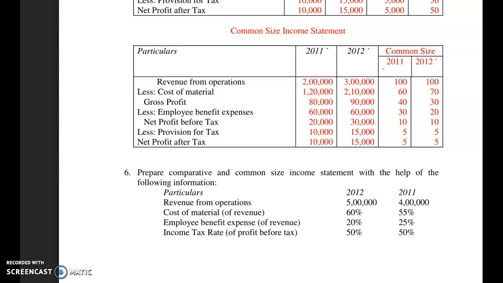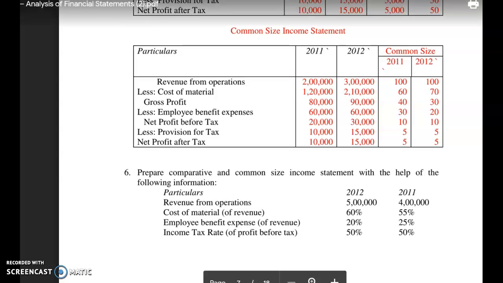Likewise here for gross profit, very simply 100 divided by 2 lakh multiplied by 80,000, it amounts to 40%. Then 100 divided by 2 lakh multiplied by 60,000, 30%. 100 divided by 2 lakh multiplied by 20,000, 10%. Likewise for 10,000 and 10,000, 5%, 5%.